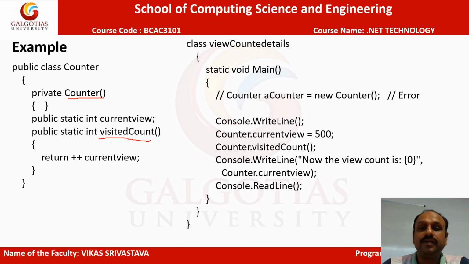So how to call it? With the name of the class, you can call the static member variable, and as well you can call the static method visited count. With this you will get the value 501. Here you can see that there is no object creation, because if you create an object it will give you an error. So that's the work of the private constructor.